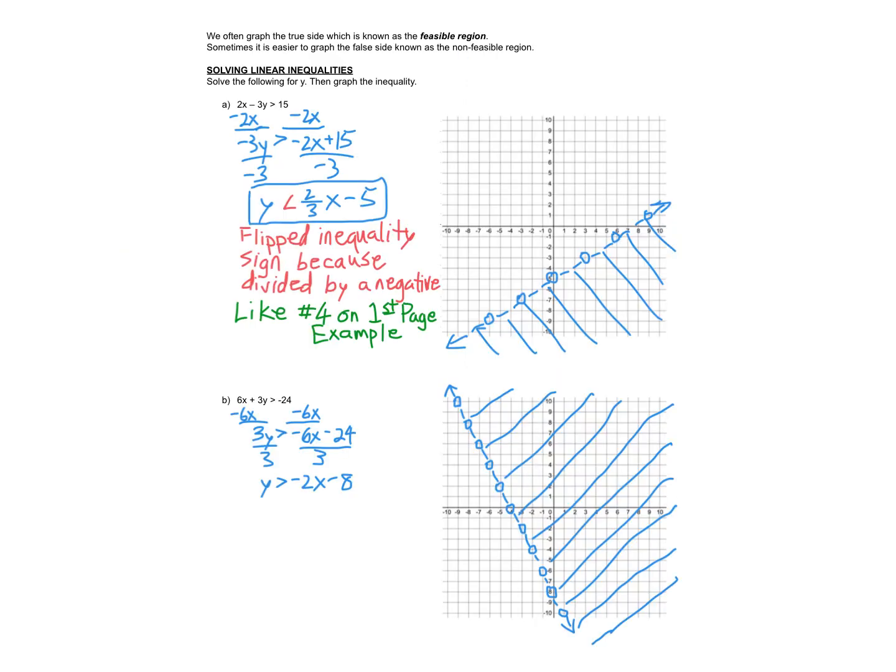And this is how we graph inequalities. Sometimes we are in slope-intercept form, like on page 1. Otherwise, we're in standard form, and we might have to put it in slope-intercept form to graph it.